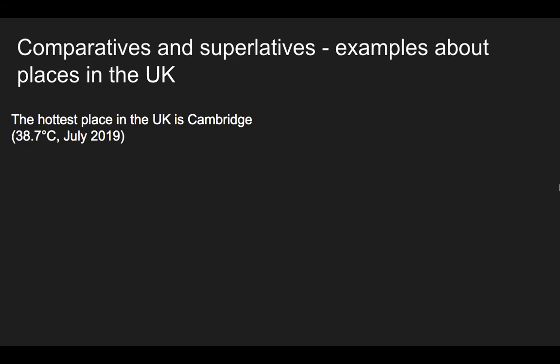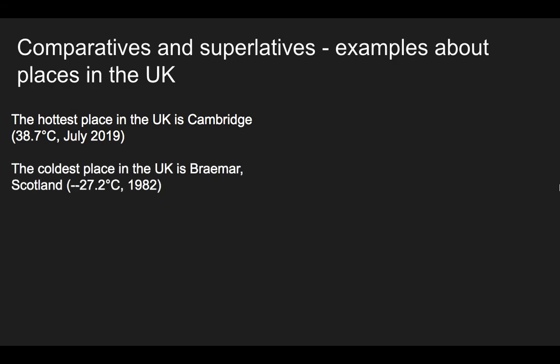The hottest place in the UK is Cambridge. That was 38.7 degrees in 2019. The coldest place in the UK is Braemar in Scotland. That was minus 27.2. This was in 1982.